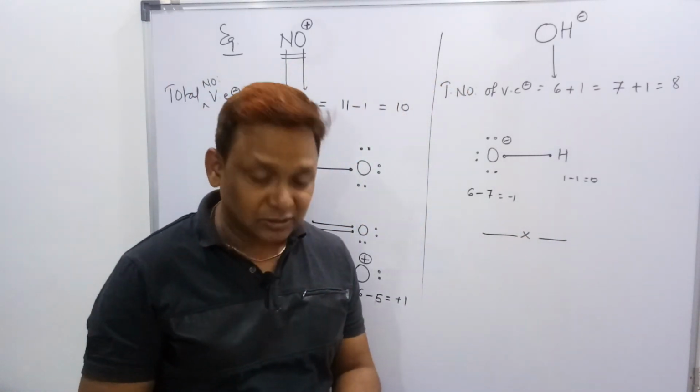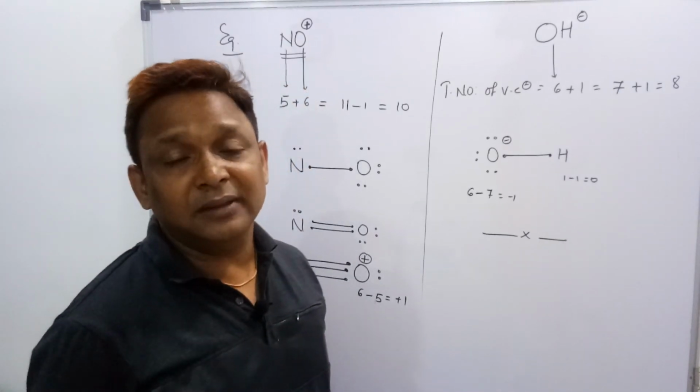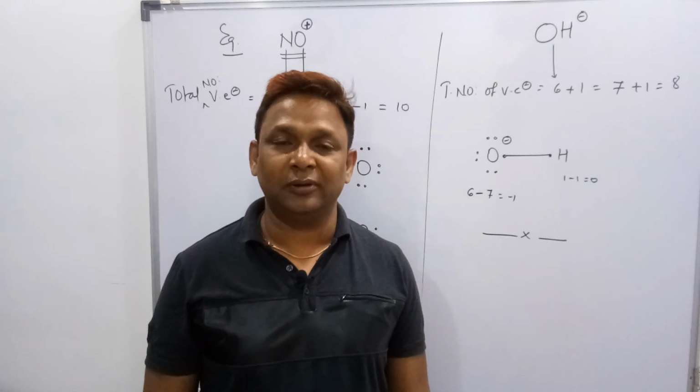After this, in my next video, I want to discuss types of chemical bonding: that is ionic bond, covalent bond, and the coordinate bond.